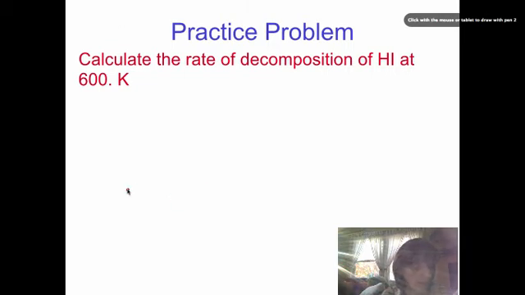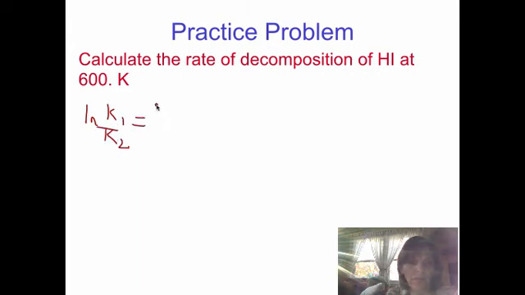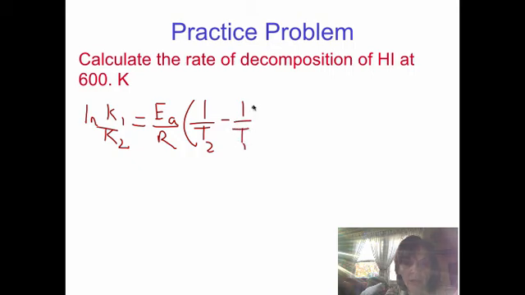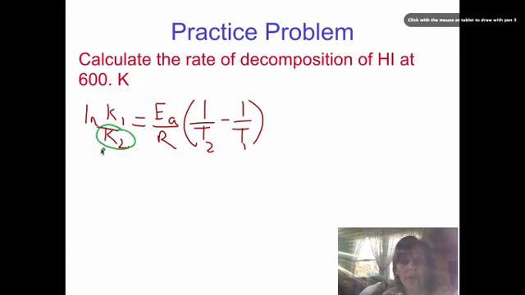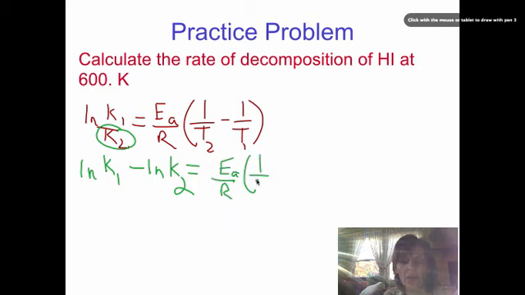Okay, so again, I'm going to copy down the equation we're going to need for the 2-point formula, and it is ln of K1 over K2 equals EA over R times 1 over T2 minus 1 over T1. Now we're looking for K2. So let's isolate that. If you have a natural log of a fraction, you can isolate the two parts by taking natural log of K1 minus natural log of K2. This equals EA over R times 1 over T2 minus 1 over T1.